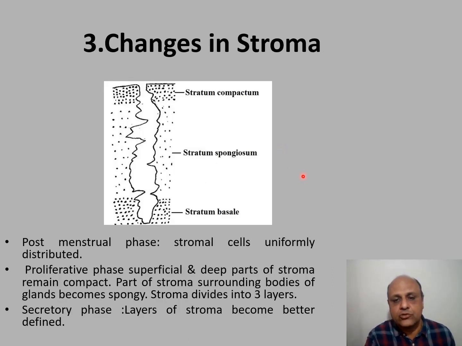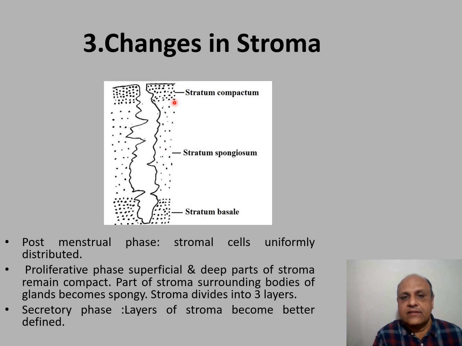What about changes in the stroma? Well, in the postmenstrual phase, stromal cells are uniformly distributed, but in the proliferative phase, we can see the endometrium has got 3 layers. So stratum compactum and stratum basale. Here the cells are well defined. But the middle layer, stratum spongiosum, has developed in the proliferative phase, where the part of stroma surrounding body of glands becomes spongy. So stratum spongiosum, here you can see that there is more gap between the cells.